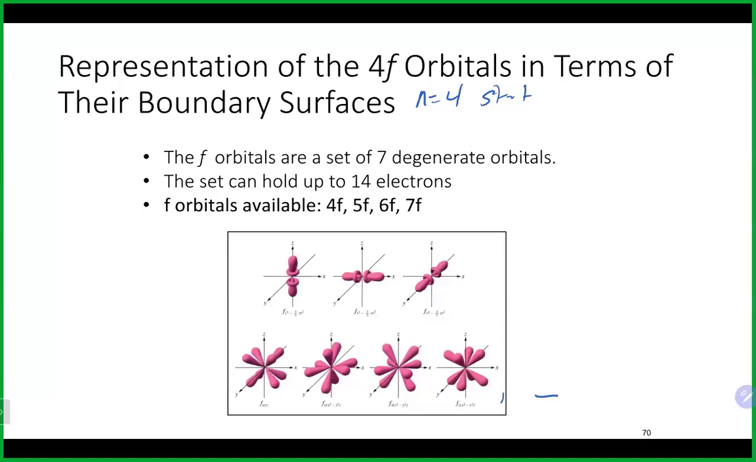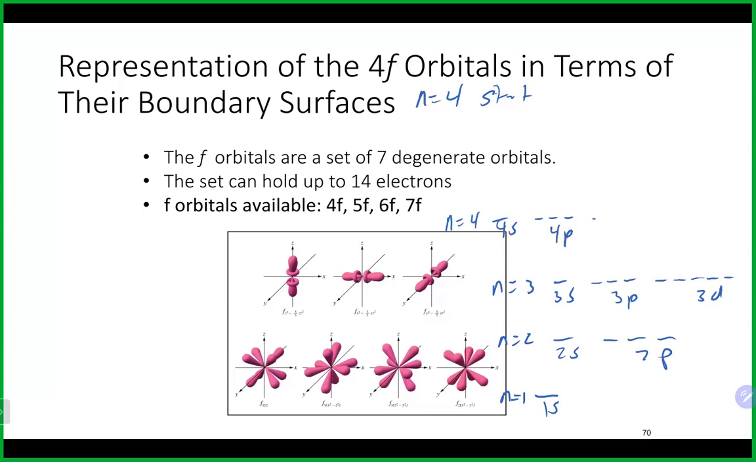So again, our n equals 1, our 1s; our n equals 2, 2s and 2p; our n equals 3, 3s, 3p, 3d. I'll start up here. N equals 4: 4s, 4p's, 4d available. And again, maybe I can squeeze it in there. I'll try 1, 2, 3, 4, 5, 6, 7. And that is where we first start to see our 4f orbitals appear.